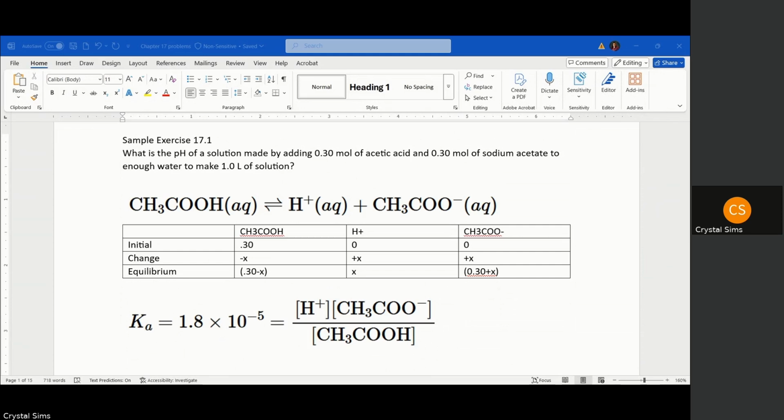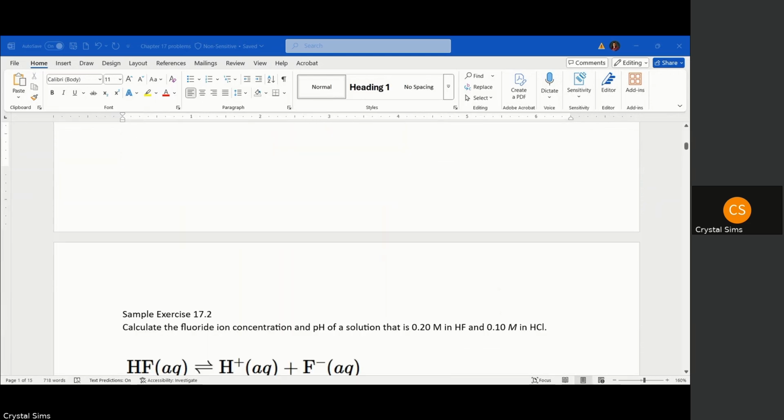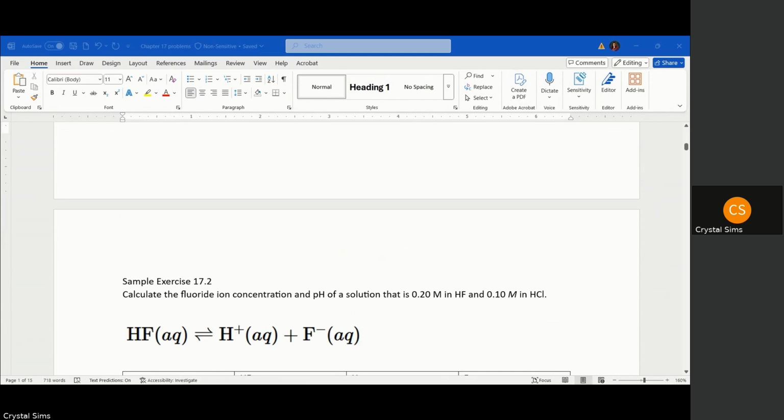17.1. Now we're going to do another problem involving the common ion effect. This time we're not going to solve for pH. We are going to look at concentrations and pH. So not just pH, we're going to look at concentration and pH. So this question says calculate the fluoride ion concentration and pH of a solution that is 0.20 molar in HF and 0.10 molar in HCl. So we've got to figure out what is the fluoride ion concentration and the pH in this solution.